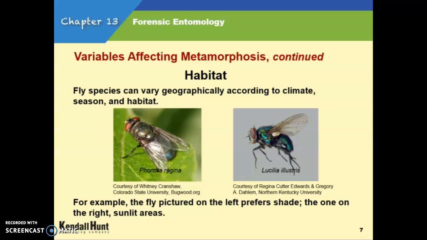So variables that can affect metamorphosis. Habitat's another one. So fly species can vary geographically according to climate, season, and habitat. So the fly pictured on the left prefers shade. The one on the right prefers sunlit areas.